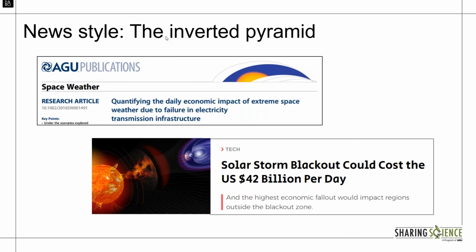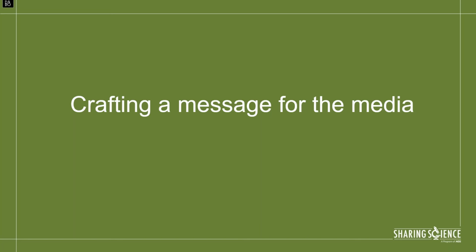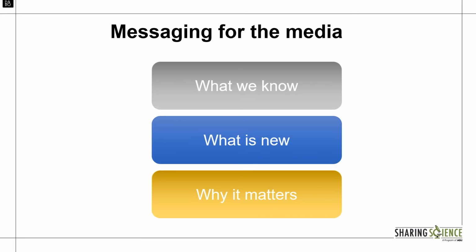So another example of this sort of inverted pyramid style is these two titles. So the title of the research article is Quantifying the Daily Economic Impact of Extreme Space Weather Due to Failure in Electricity Transmission Infrastructure. This is basically what we looked at, right? You look at the news story that was based on this research. Solar storm blackout could cost the U.S. $42 billion per day, and the highest economic fallout would impact regions outside the blackout zone. So this is what they found, and its impact on society.